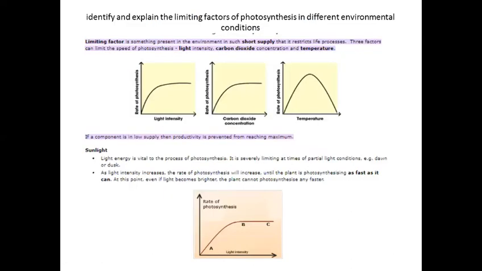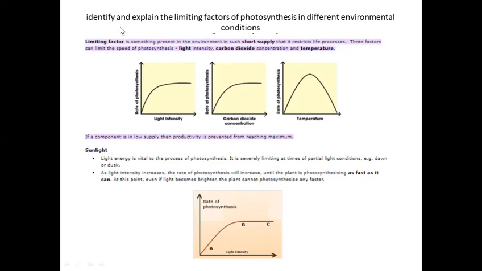Okay, now come to the next one. Identify and explain the limiting factors of photosynthesis in different environmental conditions. Sometimes they give you a graph, and in the graph you just have to tell the point of limiting factors. See here, limiting factor.